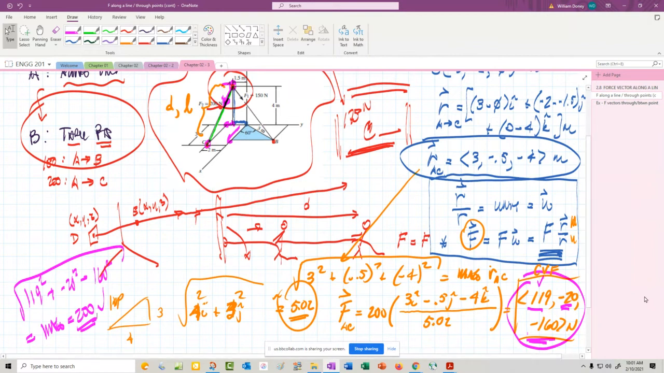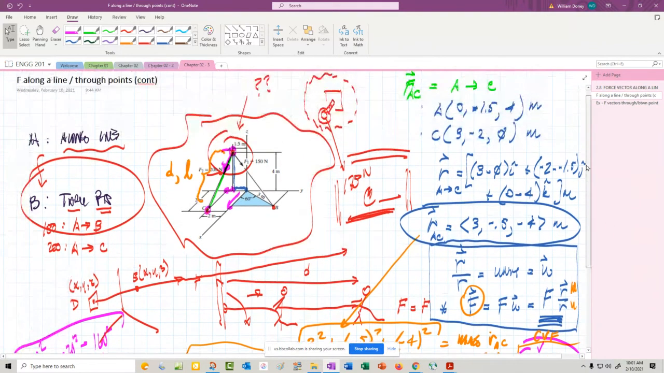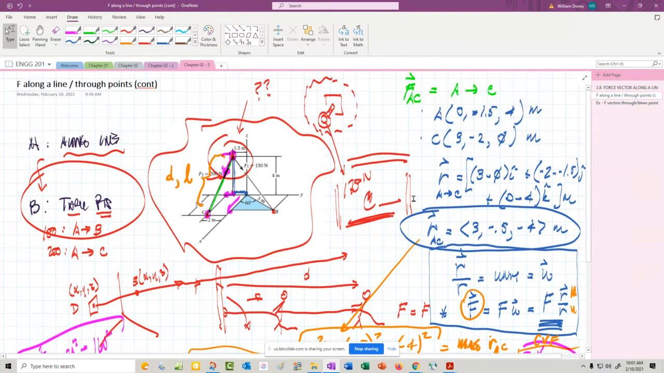I like that problem. I like that problem so much that when I go study for the exam, I'm probably going to come back here and really spend some time to make sure I understand how to do that. That's just me. All right, I'll take a moment here. Any questions on that, dealing with forces along a line or that pull between 2 points?